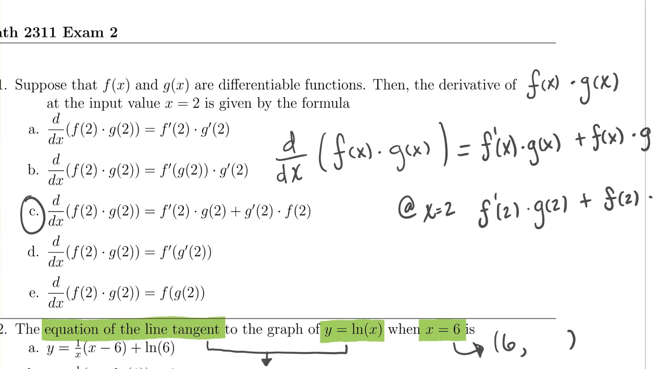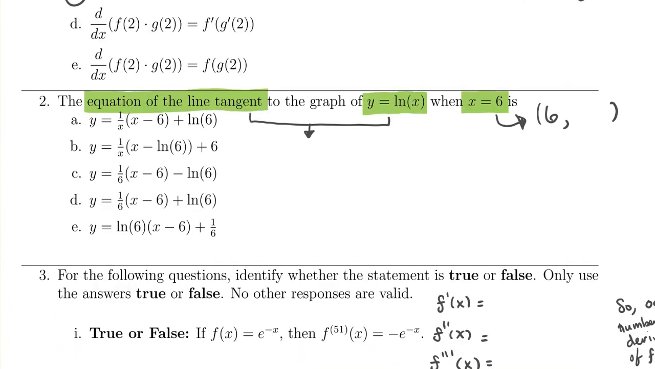Now let's look at problem 2. As we're reading through problem 2, we want to highlight the idea that it's asking us for the equation of the tangent line for the function y equals ln of x when x is 6. So I might like to immediately, once I've been given the x value and the equation, write the point that we're interested in. So it's 6, comma, inputting 6 into this expression, we get the corresponding y value is ln of 6. So this is our point.